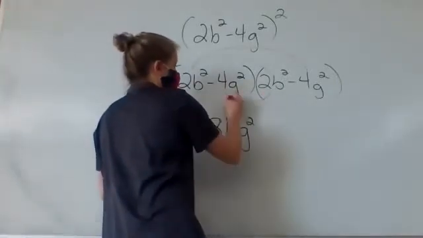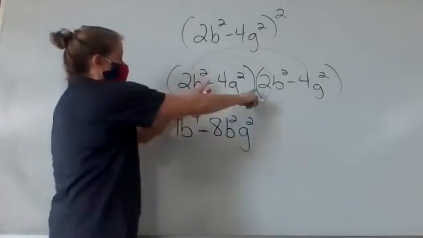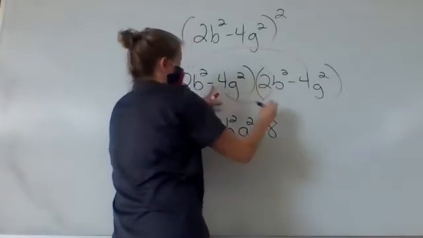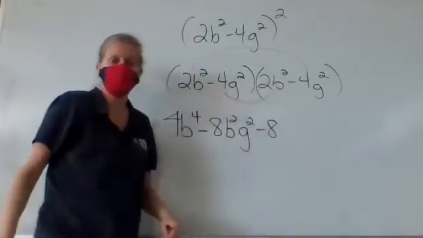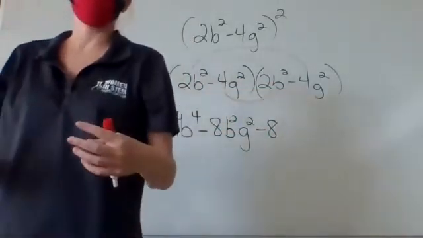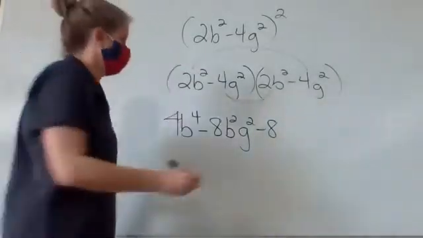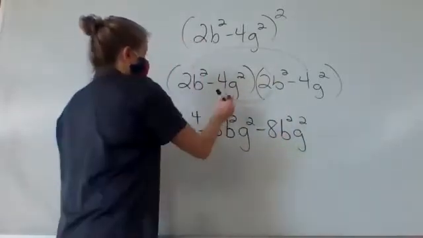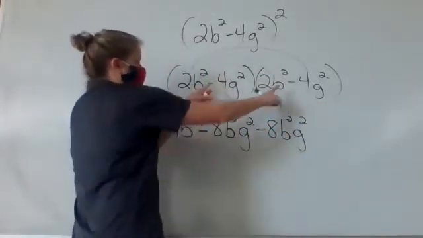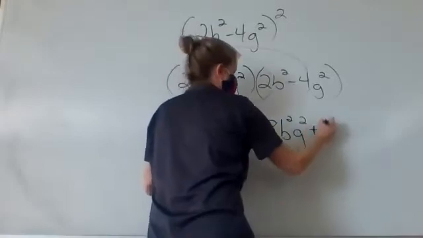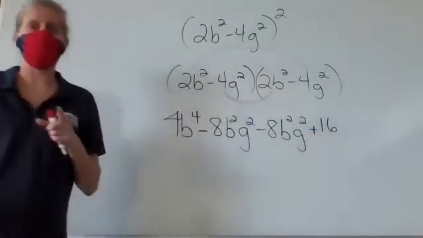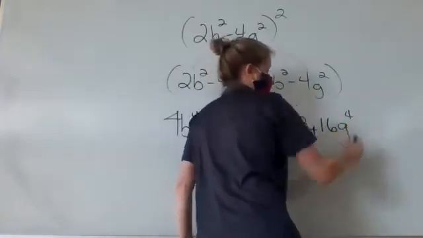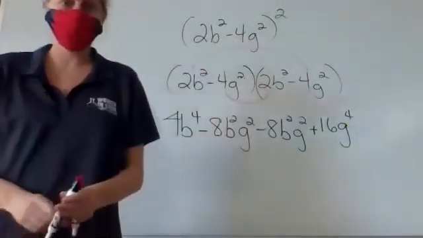And here, negative 8 again. I've got a g squared, b squared. They're not the same letter, so I'll put them in alphabetical order: b squared, g squared. And then the last one, I have a positive 16 g to the 4th. They are the same letter now, right? g squared times g squared. That means I do add their exponents to get me to 4.